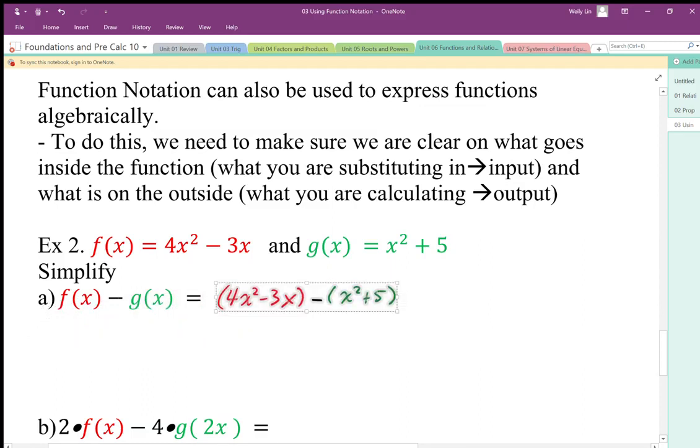Those are equivalent. And then I can simplify this expression because I have like terms. So I end up with 4x squared minus 1x squared. I have negative 3x. And I have minus plus 5, so minus 5. Okay, make sure you use brackets whenever you're doing these substitutions. So this new expression, when I combine two functions together as f of x minus g of x, is going to be equivalent to this x expression here.